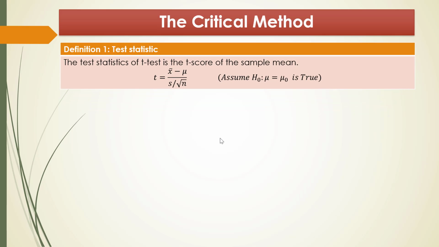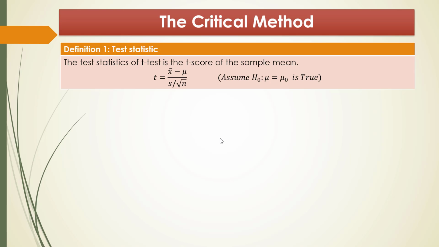So let's look at the first method, the critical value method. When we perform hypothesis testing, we basically use the test statistic from a sample to make inferences about the population parameter. And here we are interested in the population mean. So the population mean is the parameter, and the best estimate for the population mean is the sample mean. However, here we don't know the population standard deviation, so we need to use the student t-test.